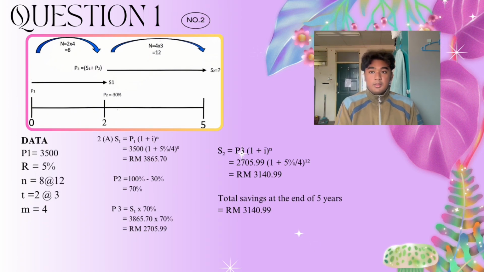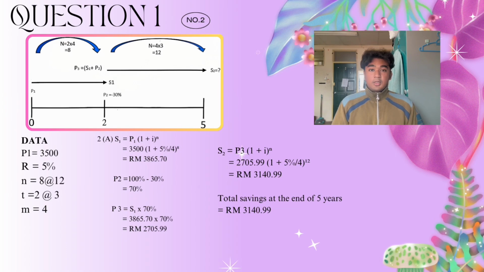So based on the statement, it says that he had withdrawn 30% of it. So in other words, he only had 70% left. So for the new principal, we just have to multiply it by 70%. We will get 3,895.70 times 70%, which is RM2,705.99 as our new principal.